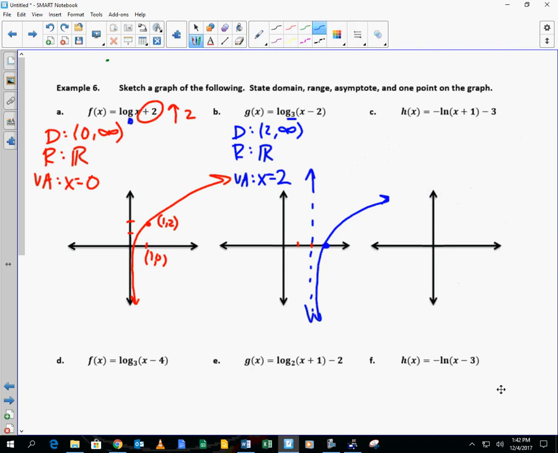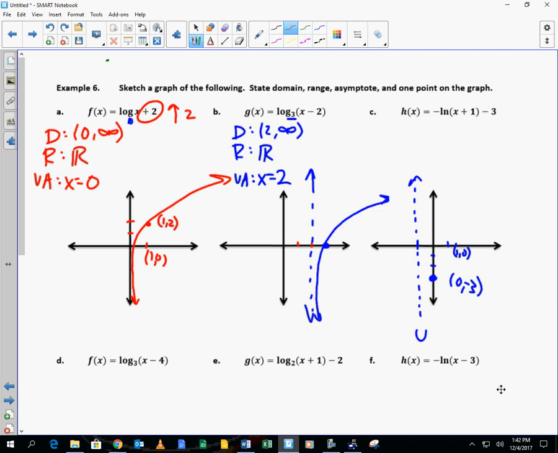Yep, natural log. That's really not going to change the shape so much. What does the x plus 1 do? Left 1. What does the minus 3 do? So if the old location was 1, 0 that it went through, where's it going to go through now? 0, negative 3. If I moved it back 1, will that change the vertical asymptote? Yeah. Moves it to negative 1. Yep.